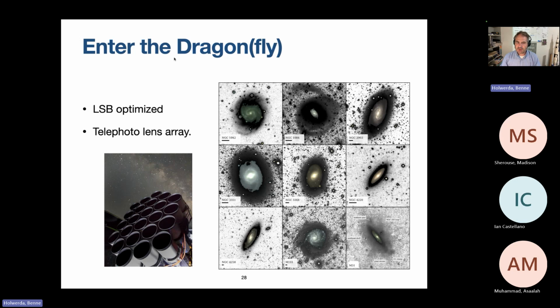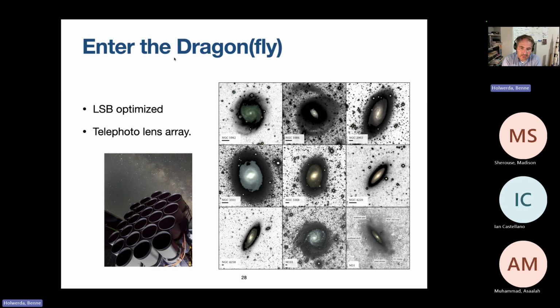There is less of an issue with PSFs. There's still a PSF, but it's much more contained. And you just add all the light from all the different telephoto lenses together, and you end up with the pictures on the right. So that turned out to be very, very good. And while not cheap, a lot cheaper than a very large telescope. So this thing is completely optimized for low surface brightness pictures, and so has been taking low surface brightness pictures, except for that M31 here at the bottom.